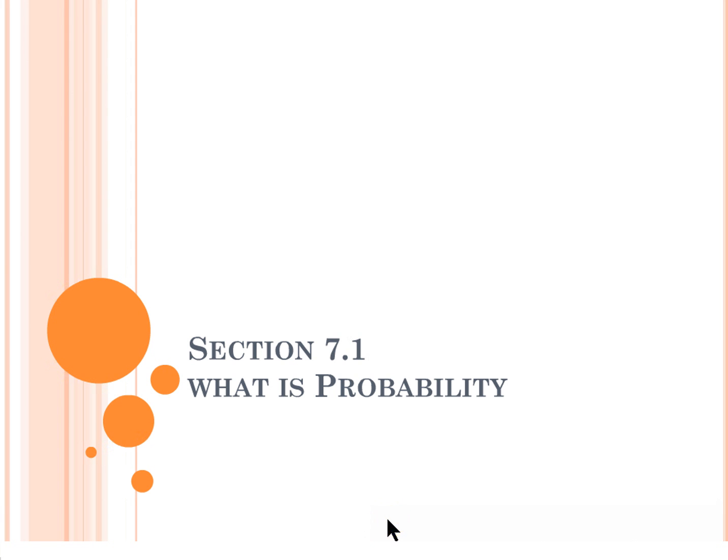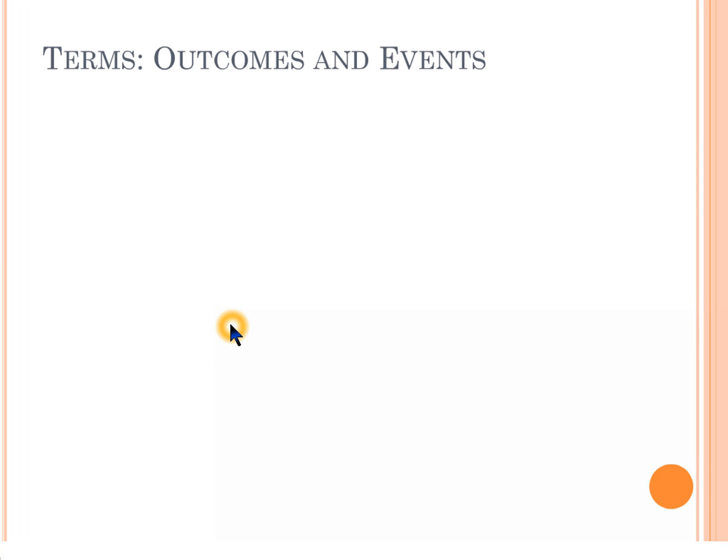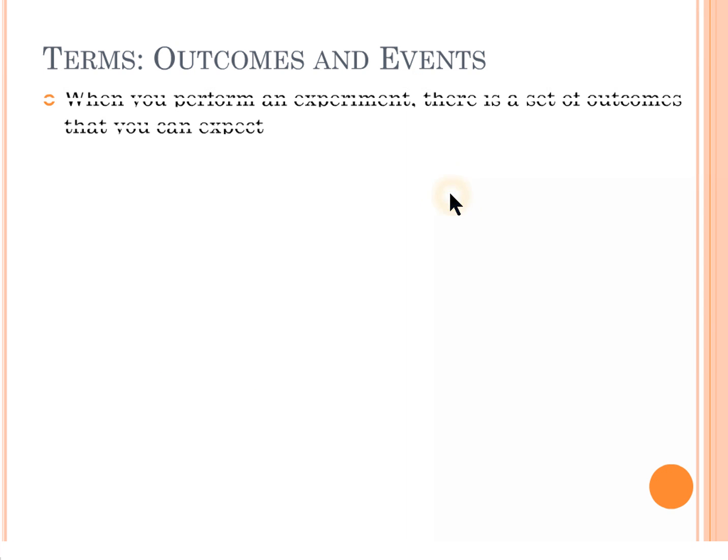We are now moving on to the next chapter in the Math 12 curriculum, which is chapter number 7, and chapter number 7 deals with probability. So for the very first lesson, we need to understand what is probability. And to start off with the chapter, we need to define a few terms, outcomes and events.